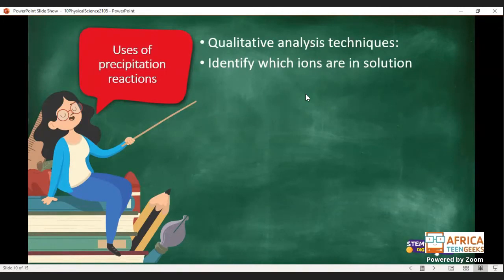And this is something they use in water analysis. So when you have a borehole or you have a new water source and you need to make sure whether or not the water is good to drink or bad to drink, whether or not there are heavy metals in the water, etc., you use precipitations to figure out what is in the water.